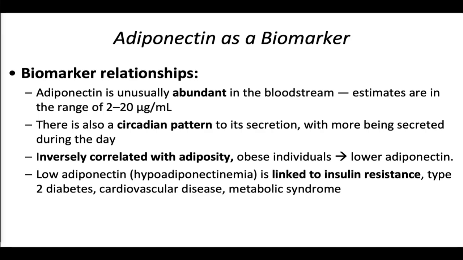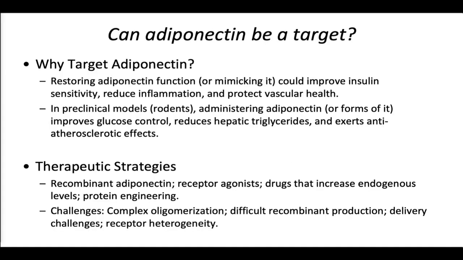It's abundant in the bloodstream, so biomarkers that are abundant in the bloodstream are really hard to drug. There's a circadian pattern. We wake up with it more than we go to sleep with it. It's inversely correlated with adiposity. That is what I need you guys to jump on board with me as I give you the rest of this talk, because obese individuals have lower adiponectin, and we're going to use that expansion as our surrogate marker as we go through this. Low adiponectin is linked to insulin resistance, type 2 diabetes, and cardiovascular disease.